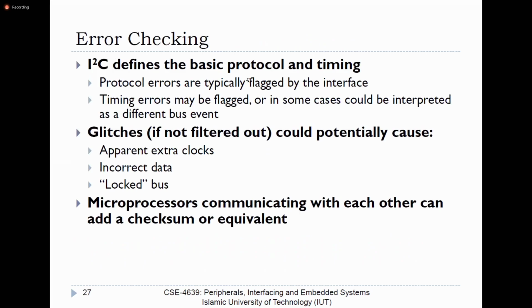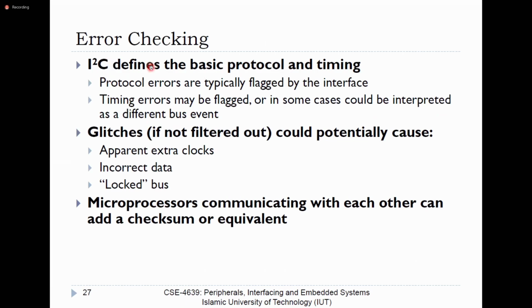Now, how can errors be checked, because we are using the acknowledgement and negative acknowledgement? The inter-IC bus defines the basic protocol and timing. Protocol errors are typically flagged by the interface. Timing errors may be flagged also, or in some cases could be interpreted as a different bus event. How can the error be treated?